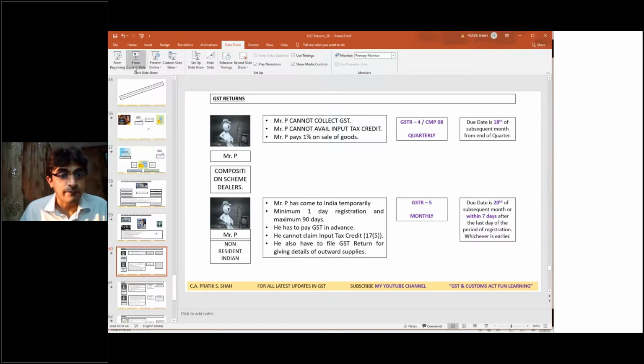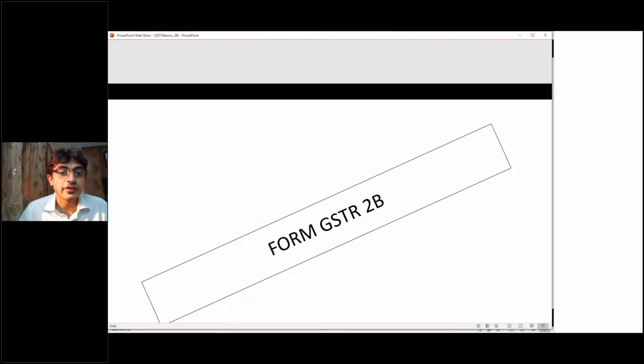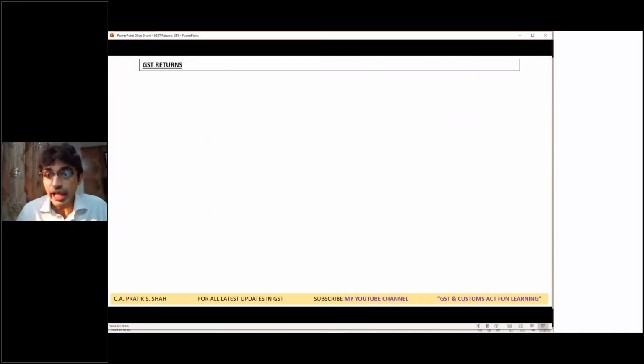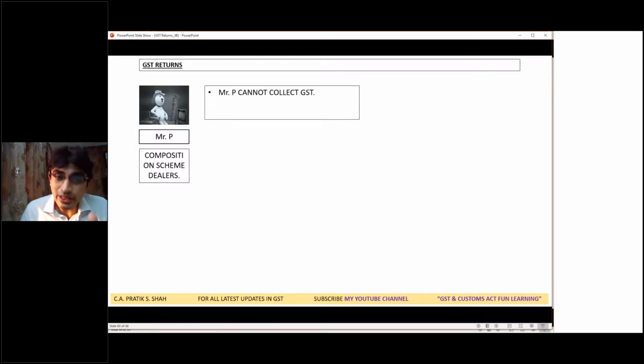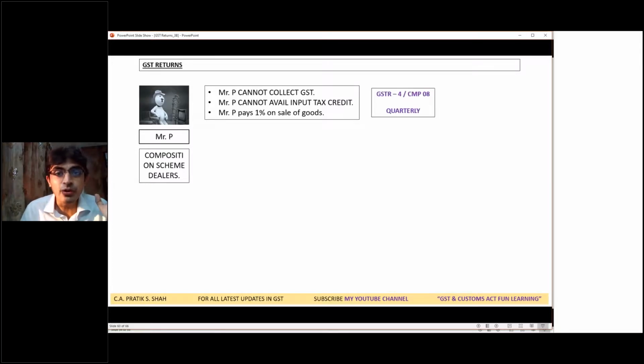Okay? Chalo. Now comes good points. Once see this. GST returns. Every seller has to file GSTR1, which I told you, and GSTR3B, which we discussed. But for the people who are registered under composition scheme, I will explain that in subsequent slides. Composition scheme dealers don't have to file GSTR1 or 3B because those people cannot collect GST. They cannot avail ITC. They have to pay 1% from their pocket.